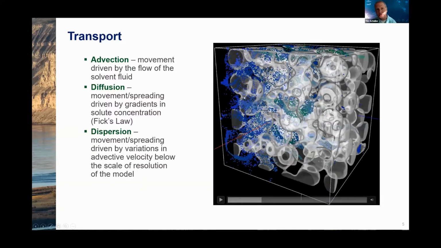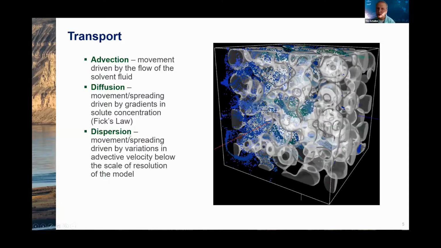In addition to advection, we can also have diffusion, molecular scale diffusion, which is movement or spreading of solutes that are driven by local gradients in solute concentration. Where the concentration is high, those solutes are going to tend to diffuse towards areas where the concentration is low. Typically that can be represented using Fick's law, which represents the rate of diffusion as a function of the concentration gradient.